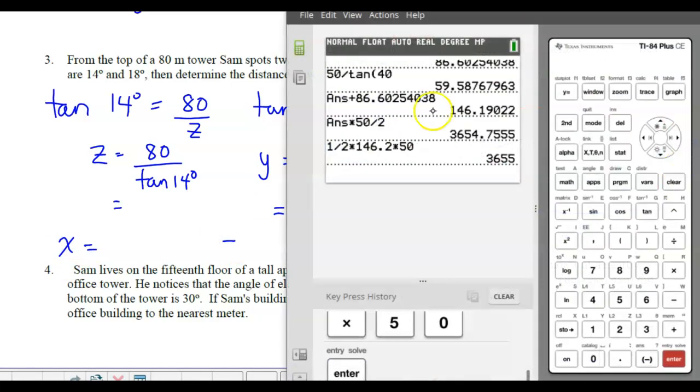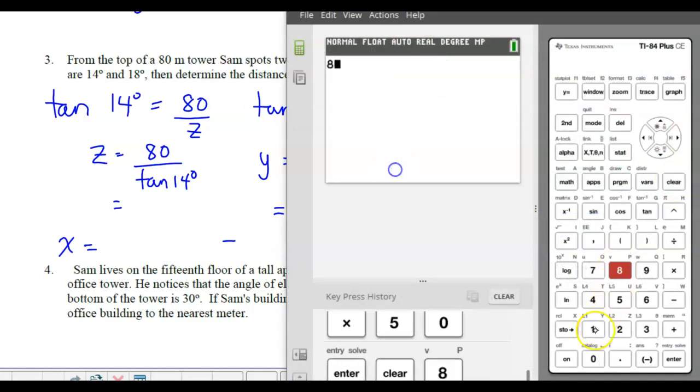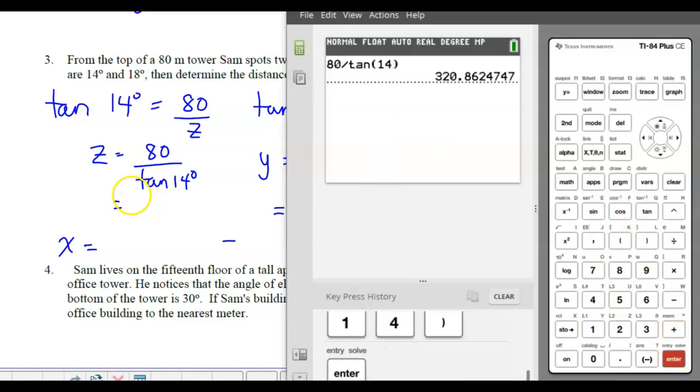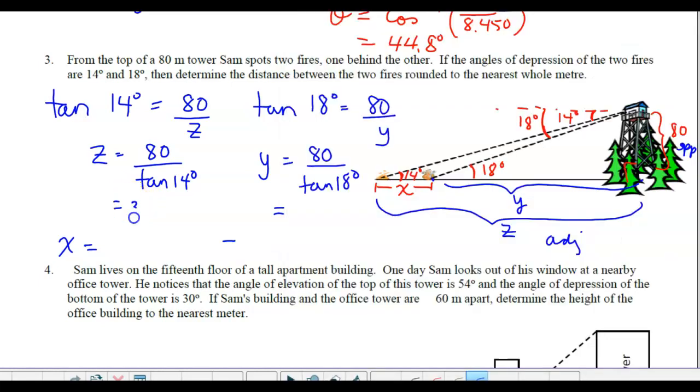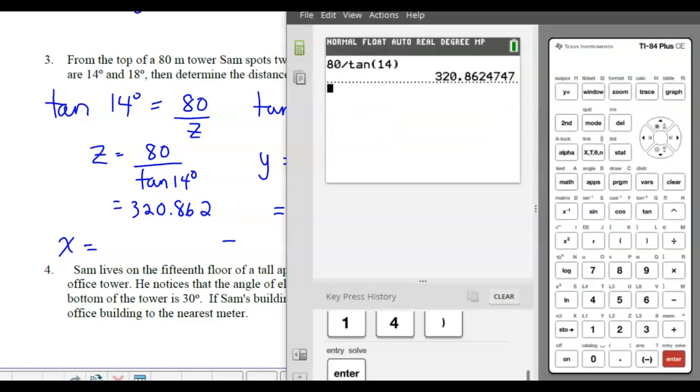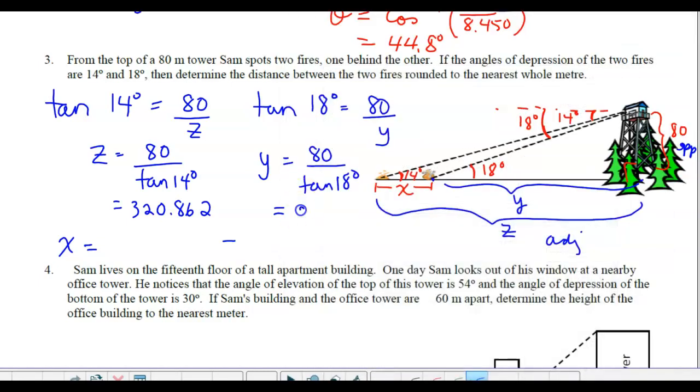Okay, so we'll do it in the TI this time. So 80 divided by tan of 14 is 320.862. Then 80 divided by tan of 18 is 246.215.